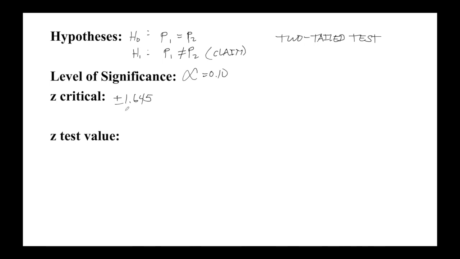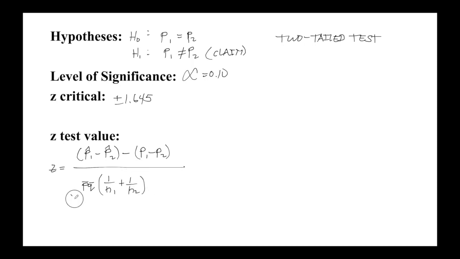So, for our z-test value, I'll just write the formula again. We have p hat sub 1 minus p hat sub 2, minus the difference of p sub 1 minus p sub 2, over p bar multiplied by q bar multiplied by 1 over n sub 1 plus 1 over n sub 2, and all the denominator is under the square root.